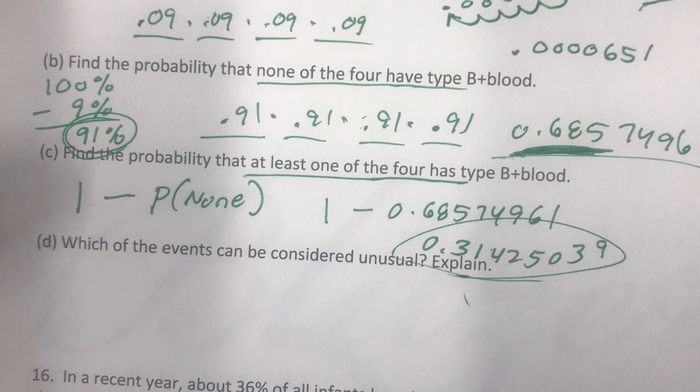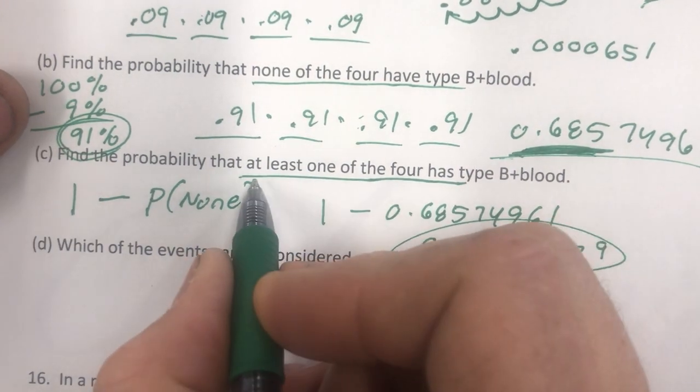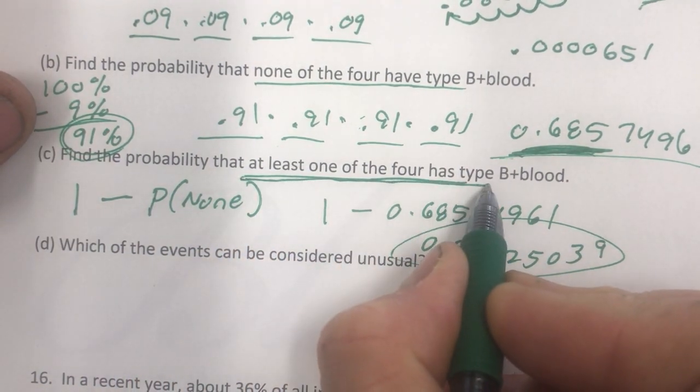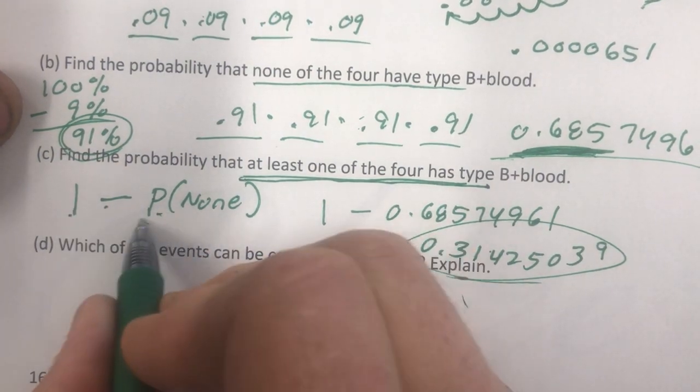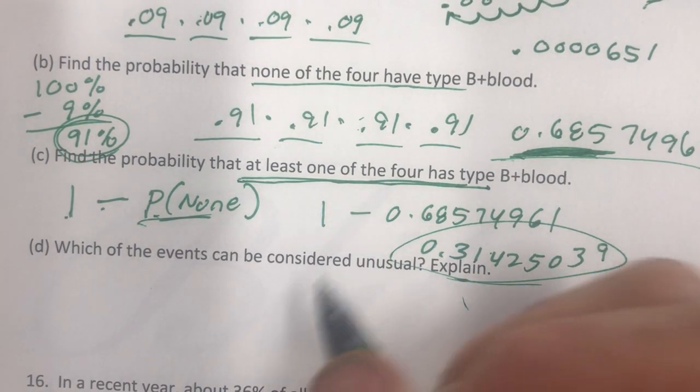Okay. So try to understand this. At least one has type B blood means it's 1 minus the probability that none of them do. 1 minus the probability that none do.